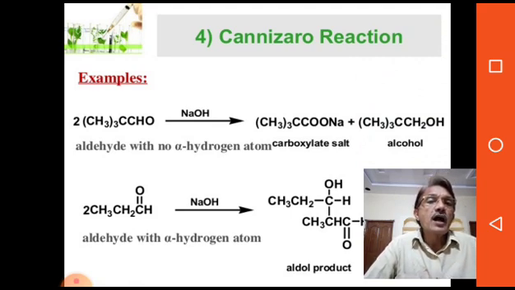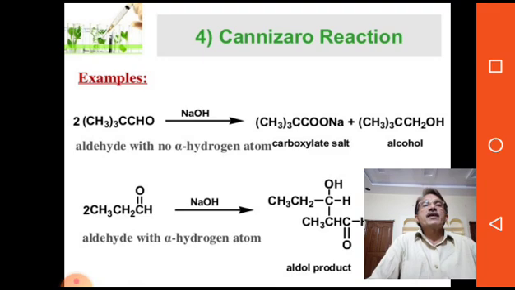Aldehyde with an alpha hydrogen atom undergoes aldol condensation to give an aldol product. Aldehyde with no alpha hydrogen atom undergoes the Cannizzaro reaction, giving rise to the salt of a carboxylic acid and an alcohol.